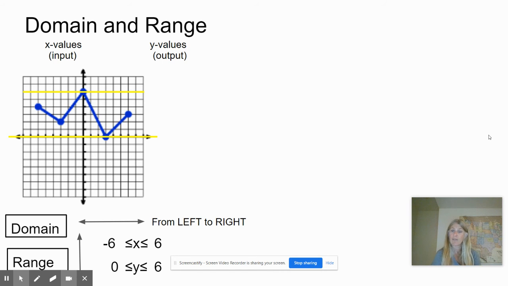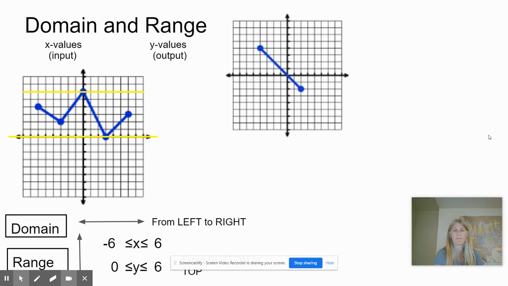So if I look at a -1, you can tell that -1 does not have part of the graph at that point. So for this graph, our domain, all of our x values is between -6 and 6. And our range, all of our y values are between 0 and +6. So remember, bottom to top for range, left to right for domain. Let's go ahead and take a look at this second example.